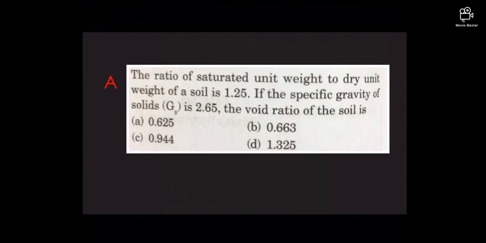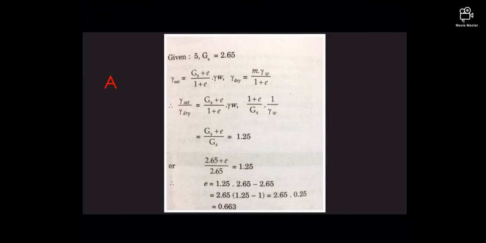Moving on to our next question, the ratio of saturated unit weight to dry unit weight of a soil is 1.25. If the specific gravity of the solids is 2.65, the void ratio of the soil is? So we know the equation for gamma saturated as (G plus e) into gamma w by 1 plus e, and the dry unit weight of the soil is G gamma w divided by 1 plus e.